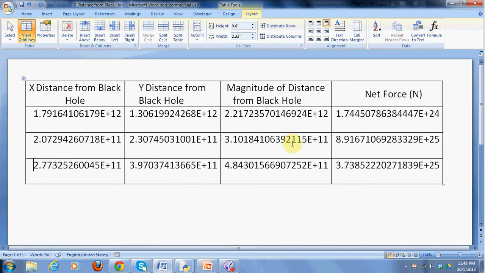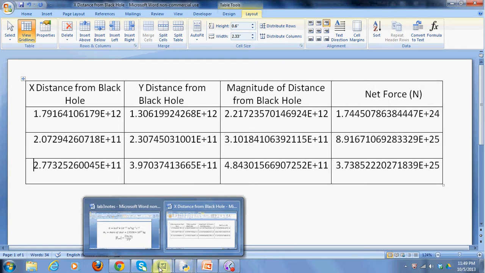As you can see, the distance magnitude from the black hole is about 10 times smaller than the distance magnitude from the black hole at the beginning of the model, and thus the net force for this point, where the magnitude of the distance is smaller, is much greater than it was for the first point. And this point right here is just the last position of the star.